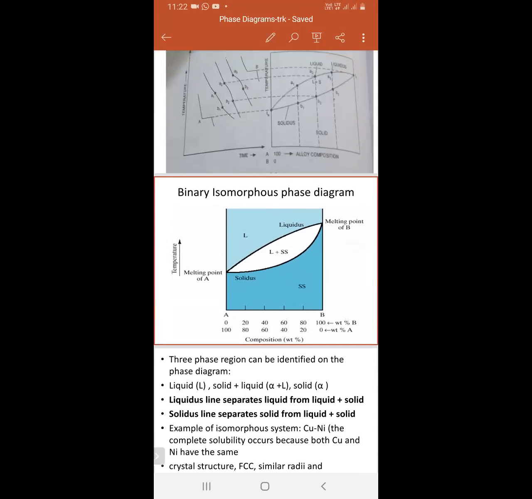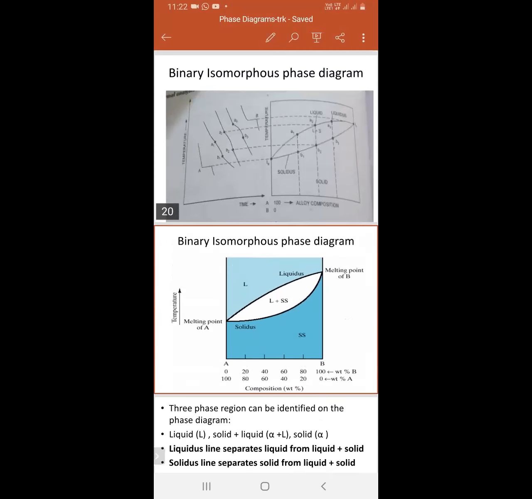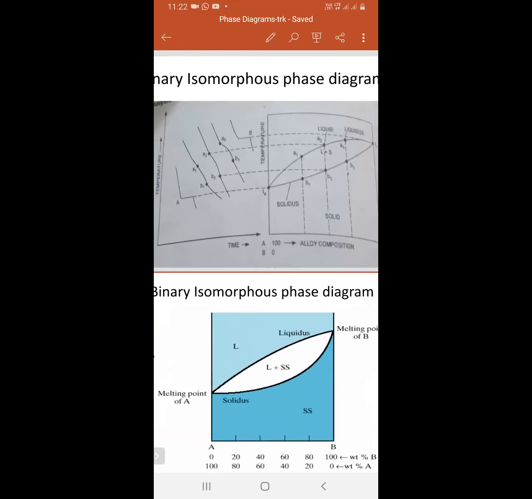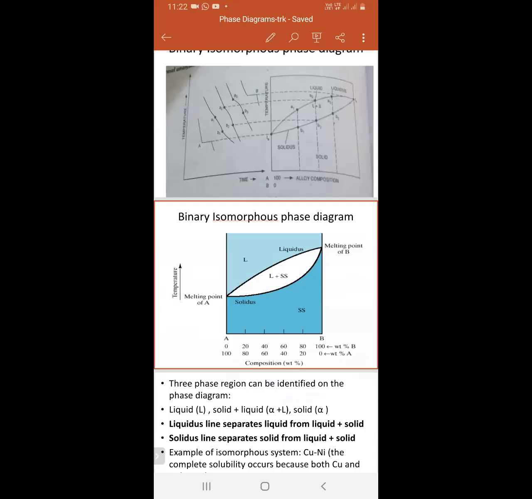Then here, see at A, the solidification starts, at B1 the solidification ends. At A2 solidification starts, B2 solidification ends. Above is the liquidus, below is the solidus, between is liquid plus solid. Okay? Yes, this one is the binary phase diagram. Below is the weight composition, A and B weight compositions.